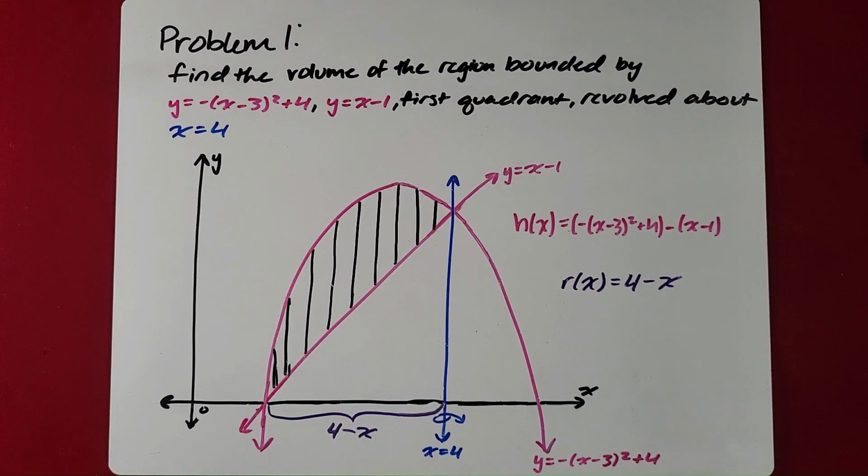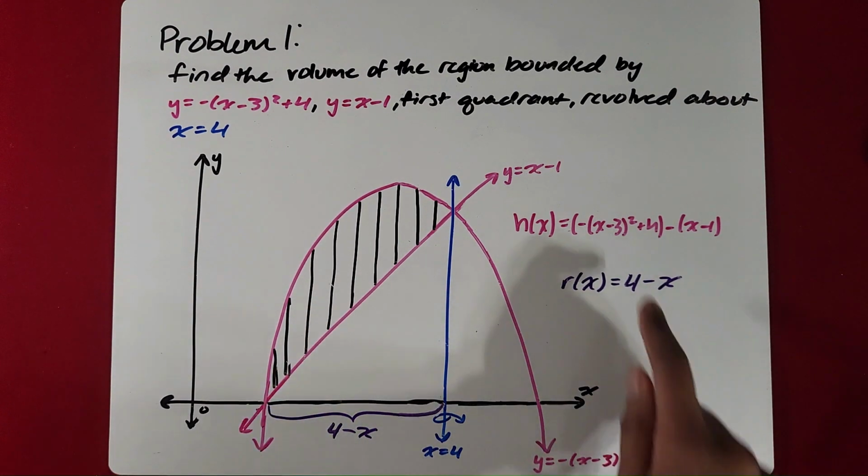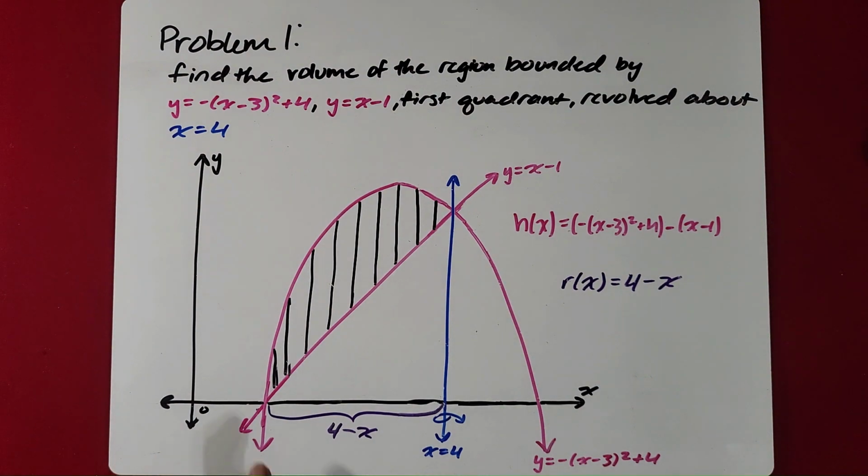For the first problem, we will be finding the volume of the region bounded by y equals negative (x minus 3) squared plus 4, located in the first quadrant, revolved about x equals 4. We find h of x from subtracting the top function and the bottom function, and r of x is found by subtracting x equals 4 and x.